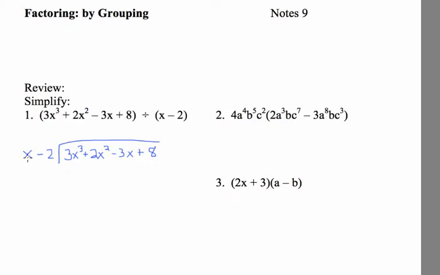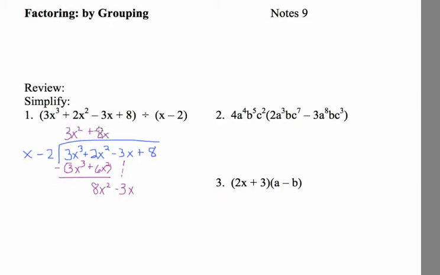So now I want to know how many times does x go into 3x cubed? 3x squared. Or another way to think about that is x times what would make 3x cubed? Then I distribute or multiply, so I get 3x to the third, and then I multiply that minus 6x squared. Then I need to subtract, so that turns negative, that turns positive. 8x squared. Bring down this negative 3x, and then x times what makes 8x squared? Plus 8x.